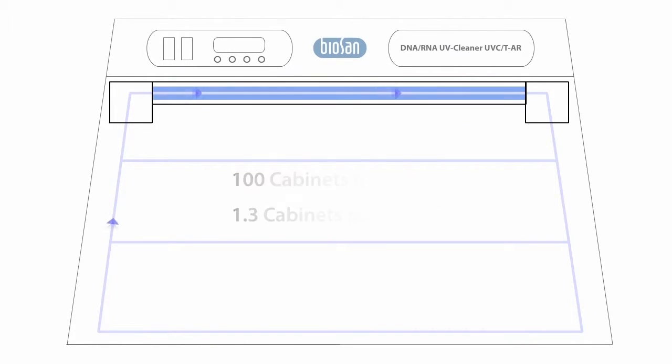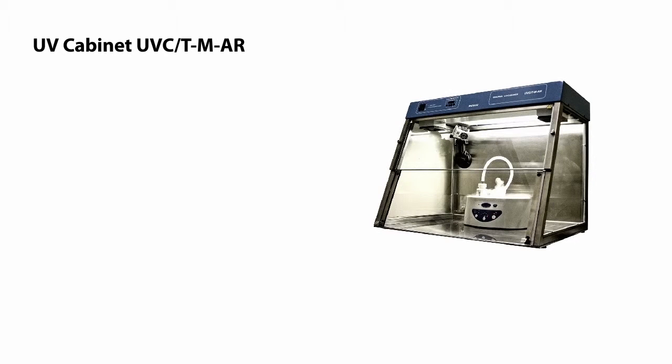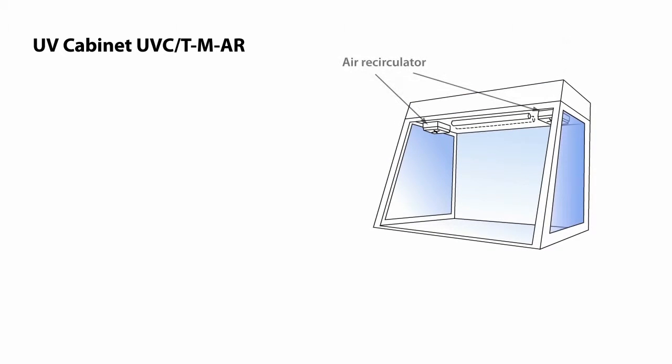cabinet volumes per minute. This is the evaluation video of method of disinfection efficiency of Biosense UV cabinets by calculating phage lambda copy numbers subjected to a combined treatment of UV air circulation and open UV lamp irradiation. This video features Biosense's very own UV cabinet UVCT-MAR, the one with glass walls and steel backwall. Cabinet has got an air circulator with closed UV lamp and an open UV lamp.